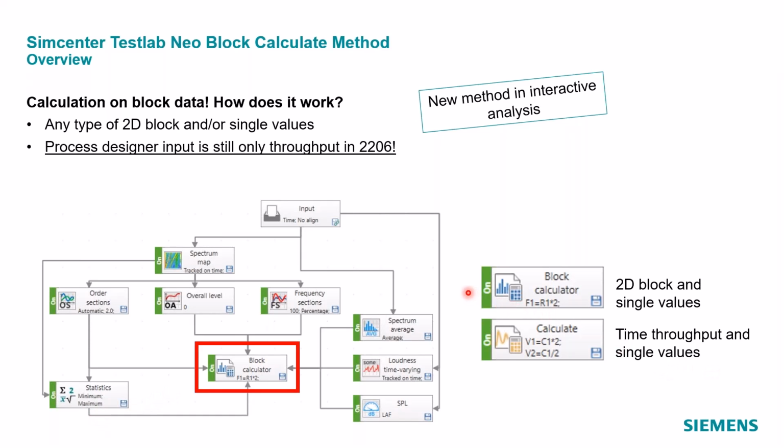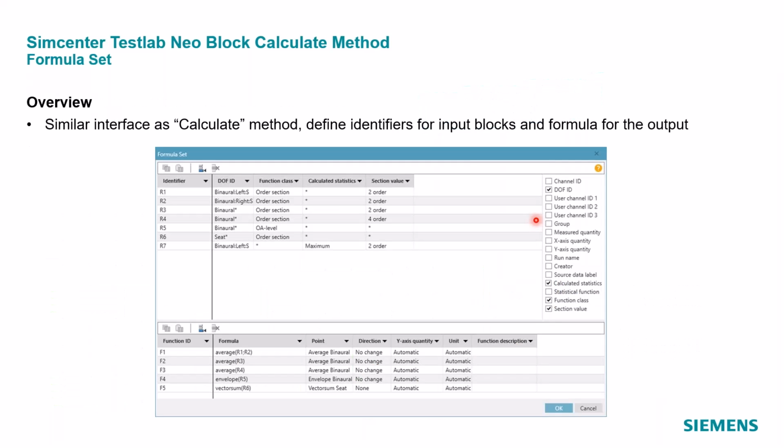And there's a distinction between the block calculator, which is block data, so basically process data, two-dimensional process data, or the calculate method, which handles time histories as well as single values. So both the block calculator and the calculate can take statistical values, which are single values, but block calculator takes 2D process data, and the calculate method takes time histories. Very similar interface to the calculate method. So this is an example of the block calculate method.